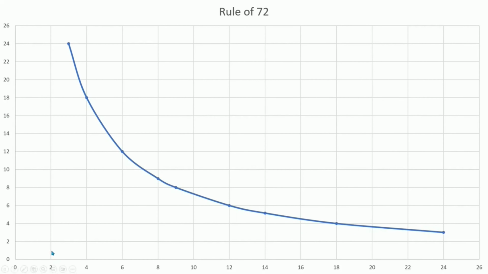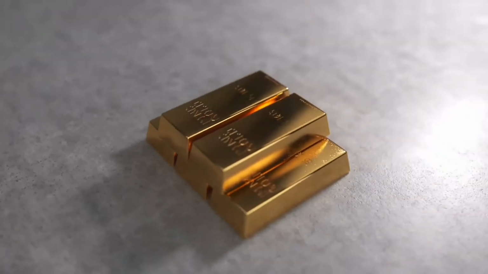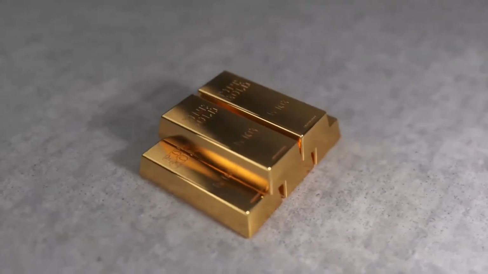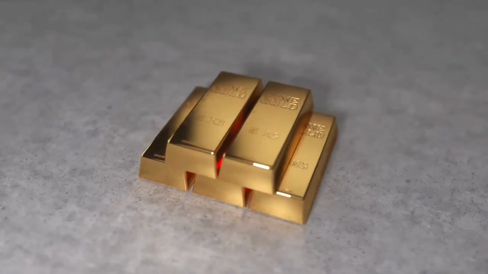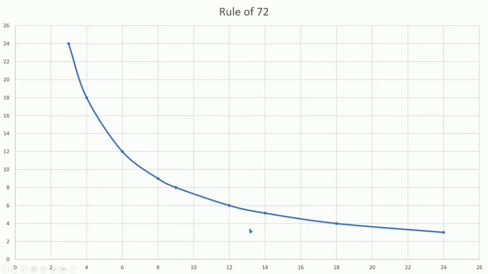1% a year also takes slightly less than 72 years to double. So if you're a gold or silver investor and you expect 1% a year long-term returns, then the good news is it will double in slightly less than 72 years. Slightly less, not much less. But the middle parameters are always going to be somewhere between 4 and 12 in terms of both the percentage annual rate of return and the number of years that it takes to double.